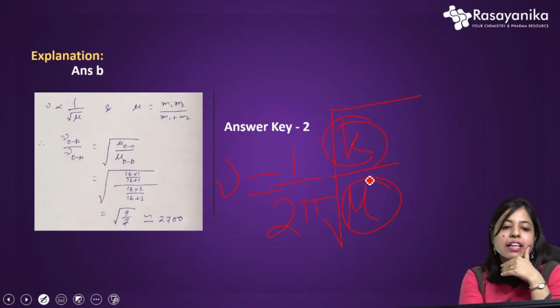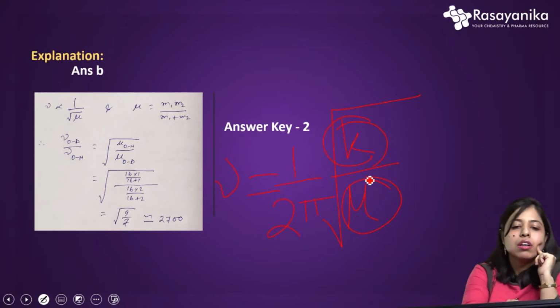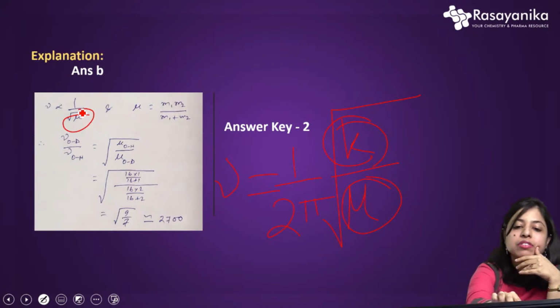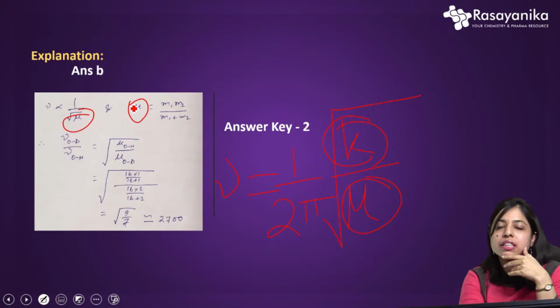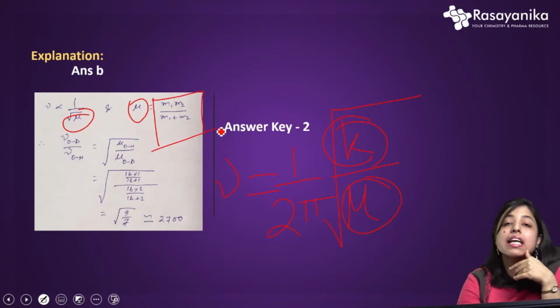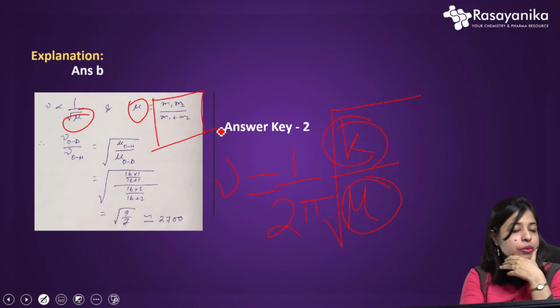So we can find that nu is basically inversely proportional to the root over the reduced mass value, right? Inversely proportional. And we also know that the formula of the reduced mass mu is m1 into m2 divided by m1 plus m2. Okay, we all know that. Are you getting my point, everyone? Am I clear to everyone?